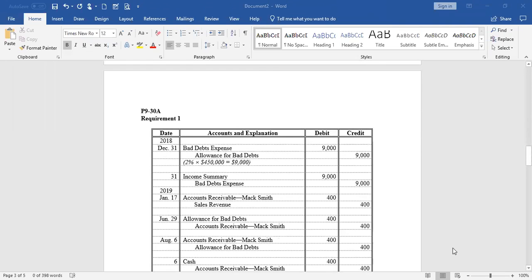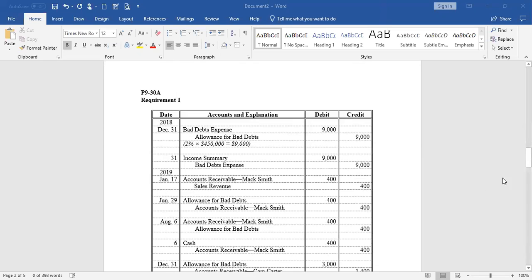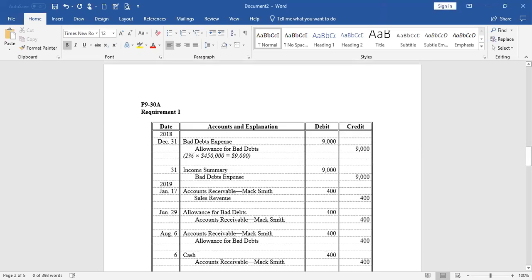Now, on August 6th, we end up getting a letter from Mac Smith with $400. He apologizes for this being so late. We reinstate his account in full and record the cash receipts. So this is actually a two-step process. You may see it as one, and I do too, but we do two steps.